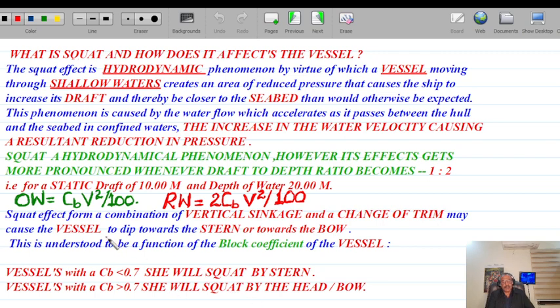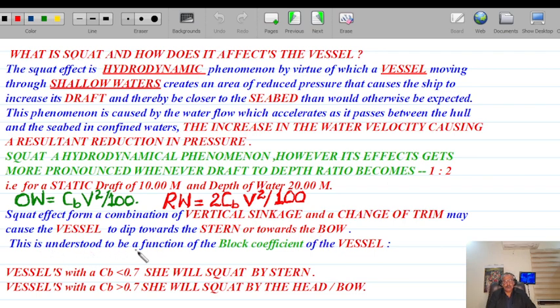So I repeat this aspect again. The squat effect is a combination of vertical sinkage and a change of trim, which may cause the vessel to dip towards the stern or towards the bow. We'll see as we go now.